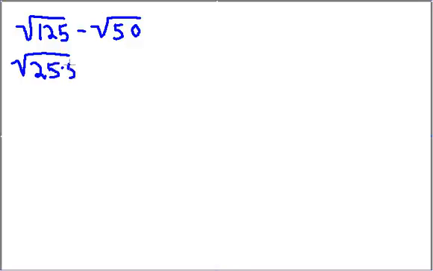25 times 5 equaling 125. So we've just rewritten this as something else that has the same value. Let's come to our second one here. We're going to subtract from it radical 50.